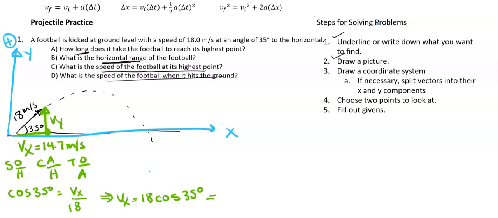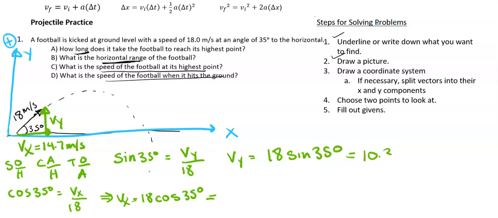Cool. Now let's do the same thing for the y. I'm going to have sine of 35 equals opposite, Vy, over hypotenuse, 18. So then Vy is going to be 18 sine of 35 degrees, which I plug into my handy dandy calculator, and I get 10.32 meters per second. So Vy I know is 10.32 meters per second. Cool. So now I'm just going to erase the stuff I did, so make sure you have that down.